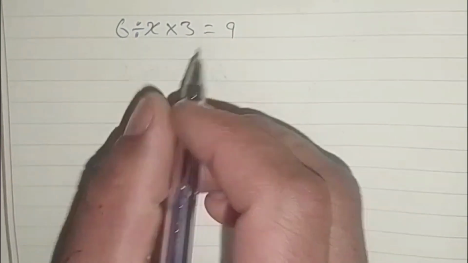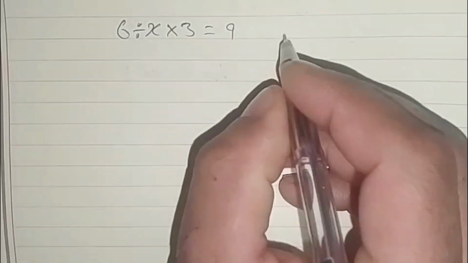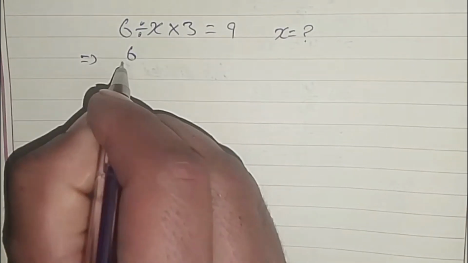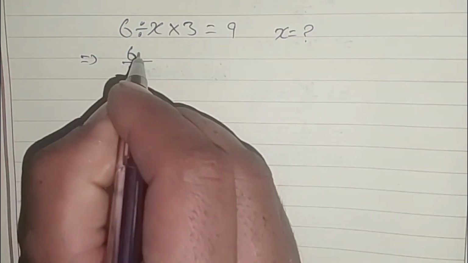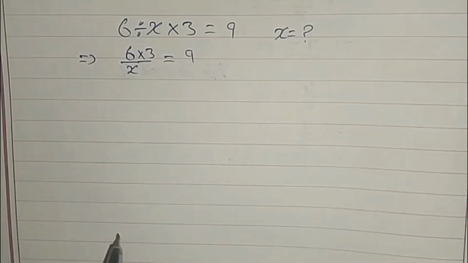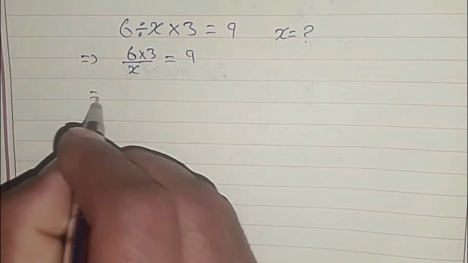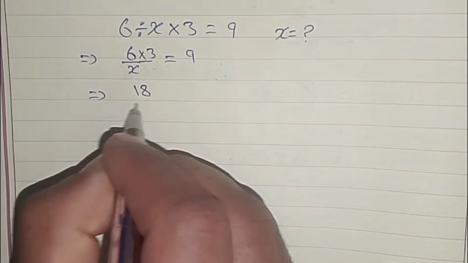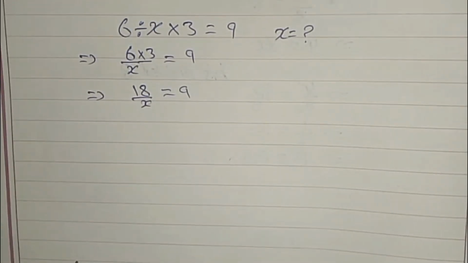Today we solve this expression to find out the value of x. So the value of x: 6 divided by x multiplied by 3 equals 9. Now we multiply 6 times 3, which gives us 18 divided by x equals 9.